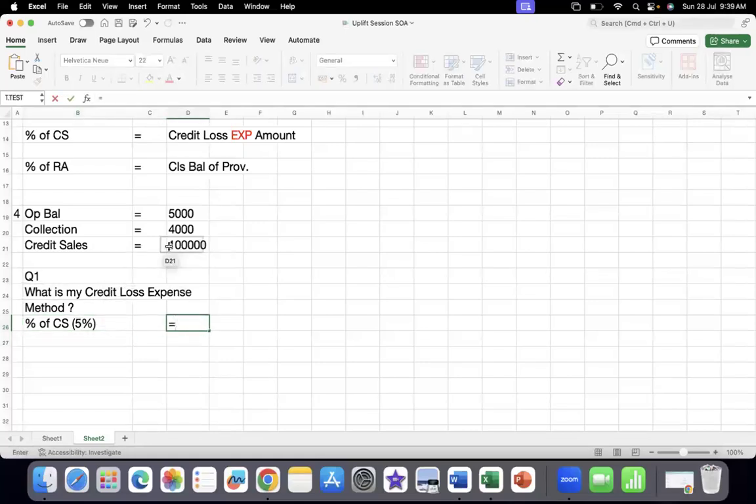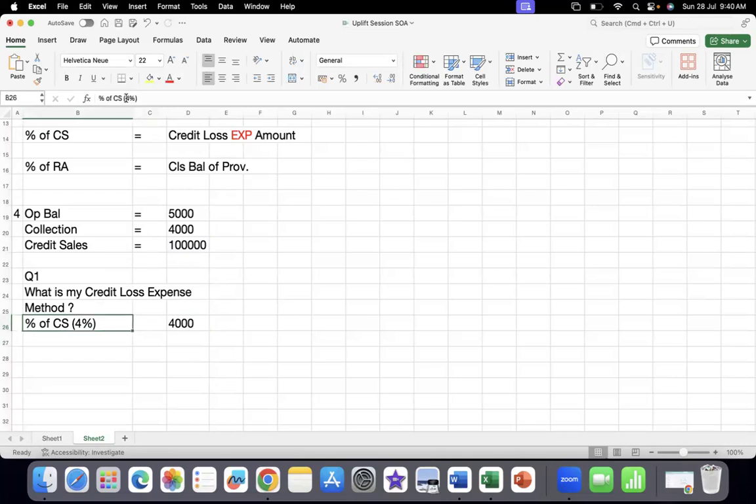So then your answer would be the amount of credit sales multiplied by 5%, and that gives you 5,000. Let's not keep it 5,000. Let's keep it 4%, because... sorry, not 4% either, because we already have it in collection. Let's keep it 2%. So the percentage of credit sales is my credit loss expense amount, and that would be a percentage of the credit sales overall, and that is 1 lakh into 2%, that gives me 2,000.